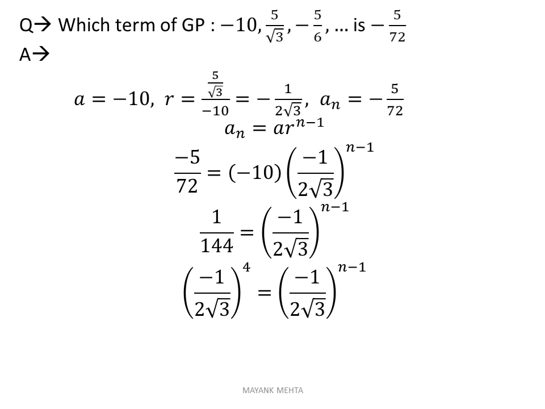raised to 4. So on both sides, LHS and RHS, the base is equal, so we can equate the power. So n minus 1 is equal to 4, so n is equal to 5. So the given term is the fifth term of the GP.